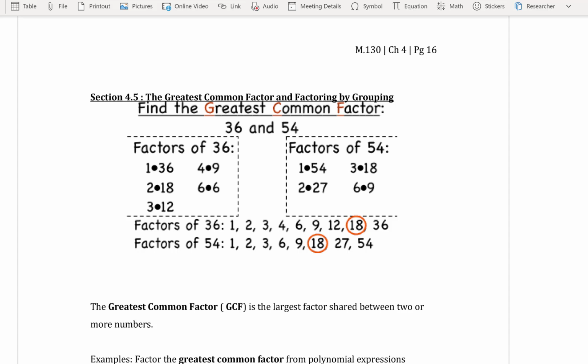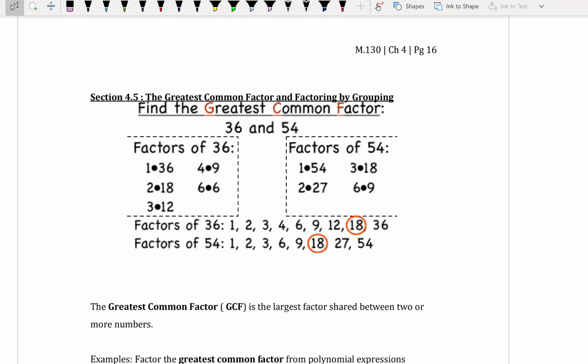So for example, let's look at 36 and 54. What two numbers multiply to give you 36? Well, 1 times 36, 2 times 18, 3 times 12, and so on. Same thing with the factors of 54. What two numbers multiply to give you 54? 1 times 54, 2 times 27, 3 times 18. So we keep thinking about these factors, right? Two numbers that multiply together to give you 54.